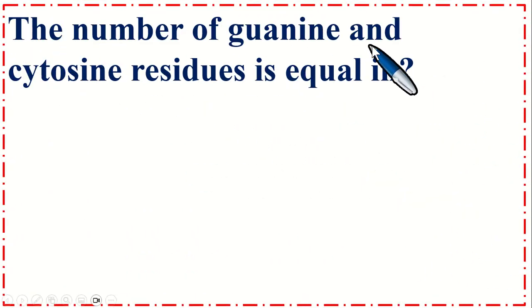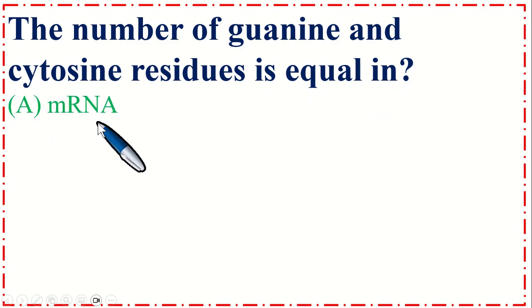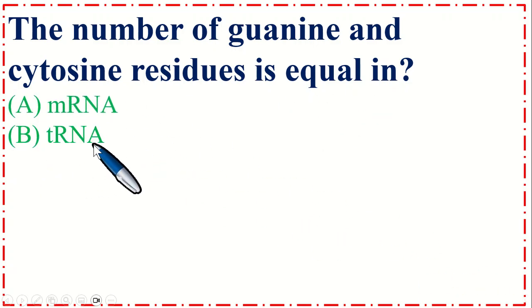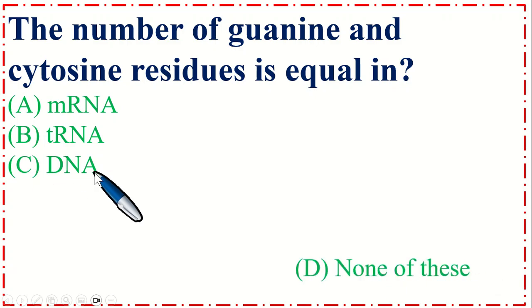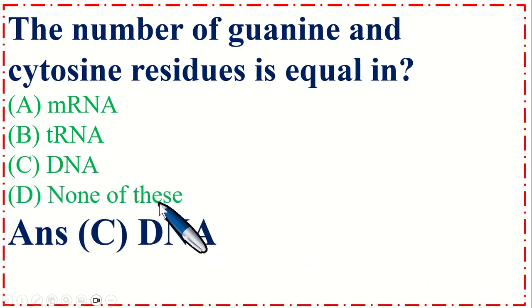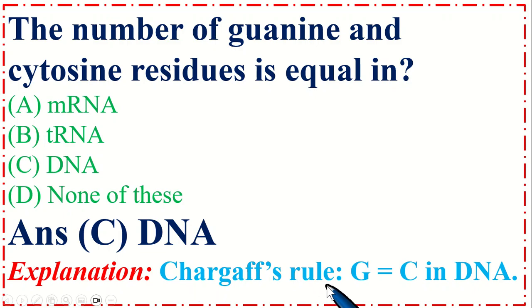The number of guanine and cytosine residues is equal in: option A, mRNA; B, tRNA; C, DNA; and option D, none of these. So the correct option is C, DNA. Chargaff's rule: guanine pairs with cytosine in DNA.